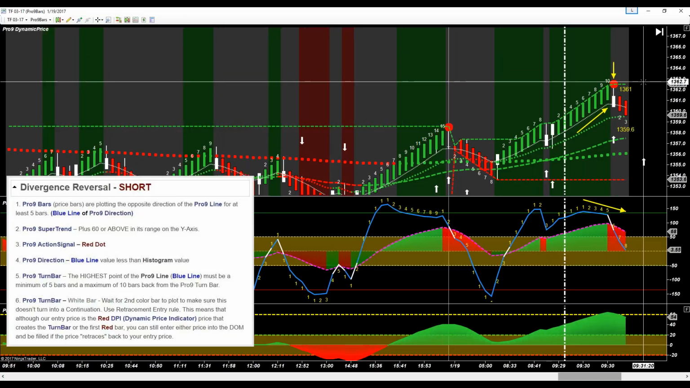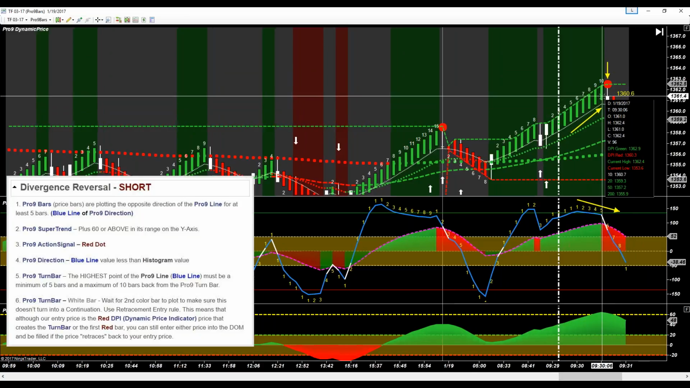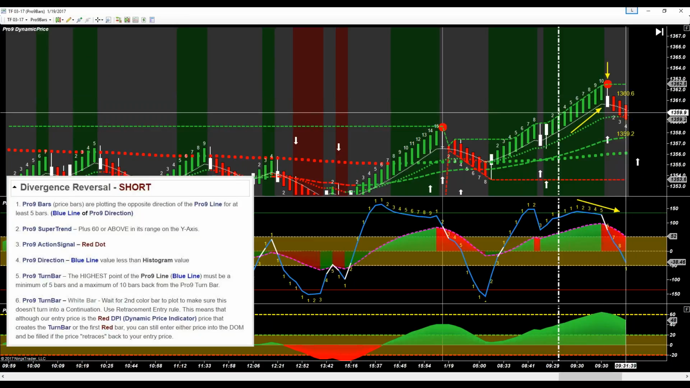So we want to wait for our 2 color bars to plot, and then attempt a retracement back to our original entry price, which in this case is 1360.3, and the high of this bar went up to 1360.6. So likely we could have gotten a retracement. Not always going to happen, of course, but we feel it's better to attempt a retracement than enter early and run that risk of it turning into a continuation, where of course we could likely hop on that continuation, but we'd like to avoid that divergence reversal loss in between that. So very important to follow that rule.